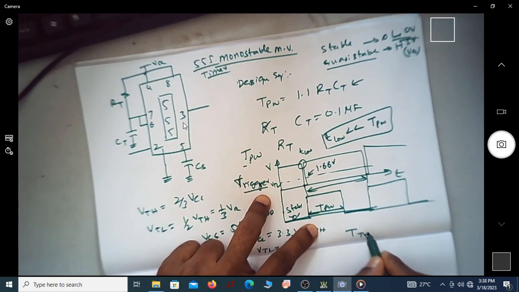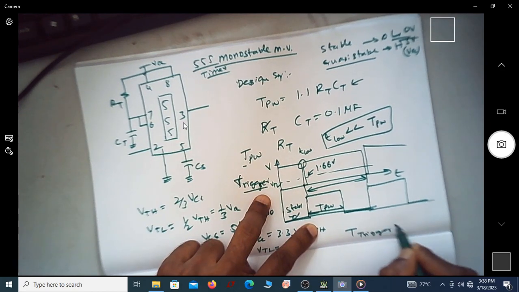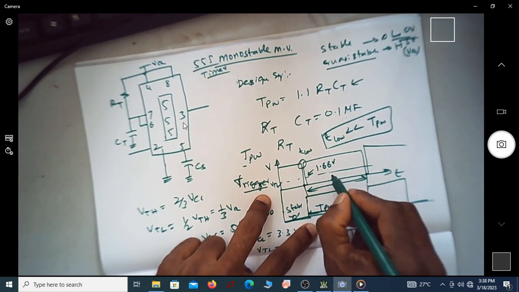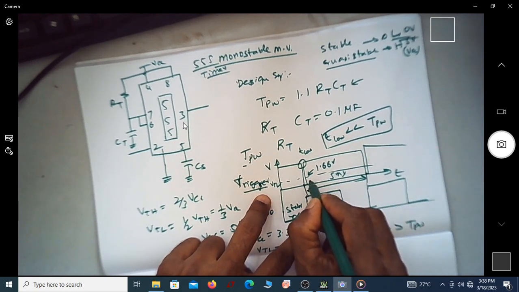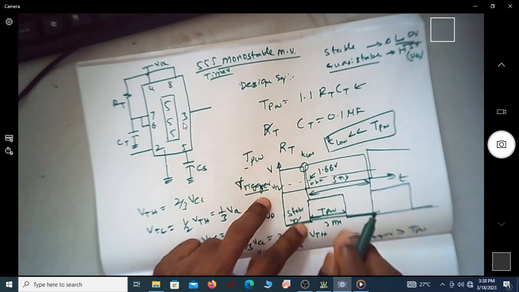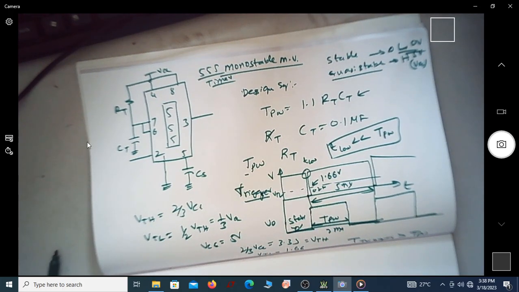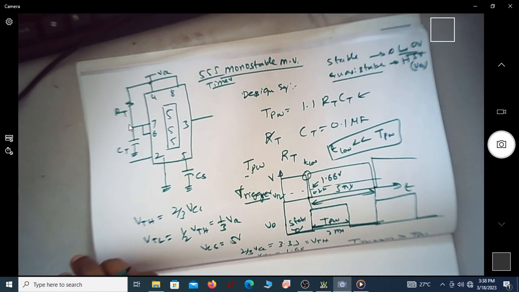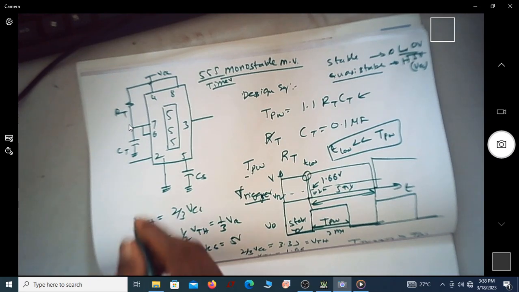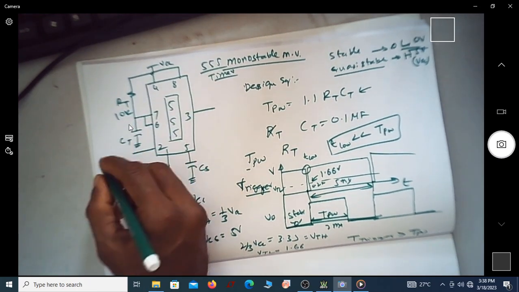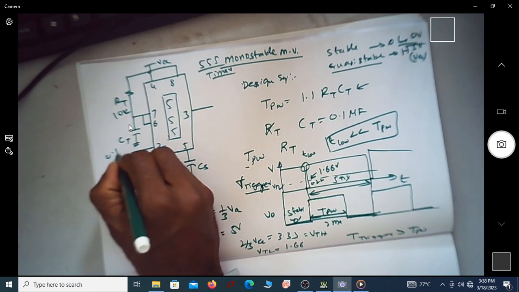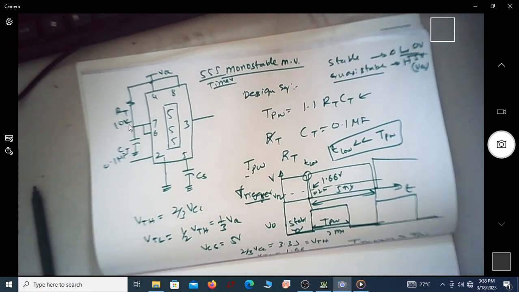T of the trigger should be greater than T of the pulse width. Assume that this is 2 millisecond, then this should be 5 millisecond, and this should be something like 0.2 millisecond. So those are the timings. I have set some values, though I don't know exactly what they are. Let me find out. The value of RT I'm setting is 10K, and CT is around 0.1 microfarad. So these are the values I'm setting.